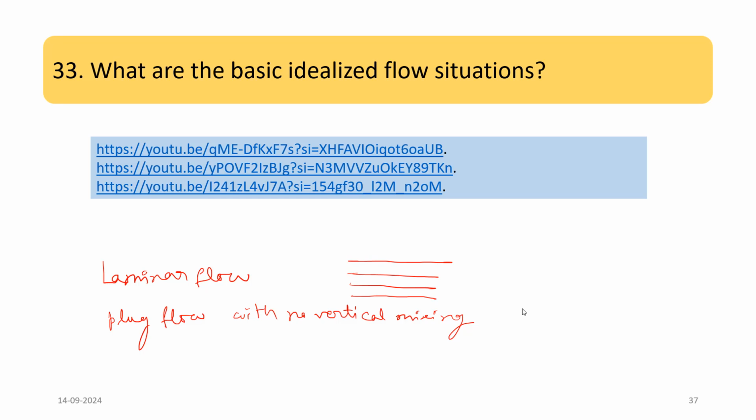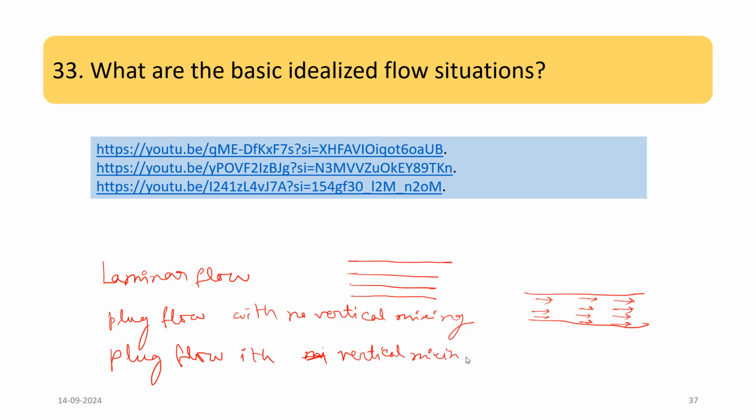That is step input. It is like step input. Suppose there is a pipe, so at different flow rate, this portion of the fluid is moving, and there is no separate mixing along the vertical direction. And the third one is the plug flow with vertical mixing. Okay, so it will be clear from the video itself.